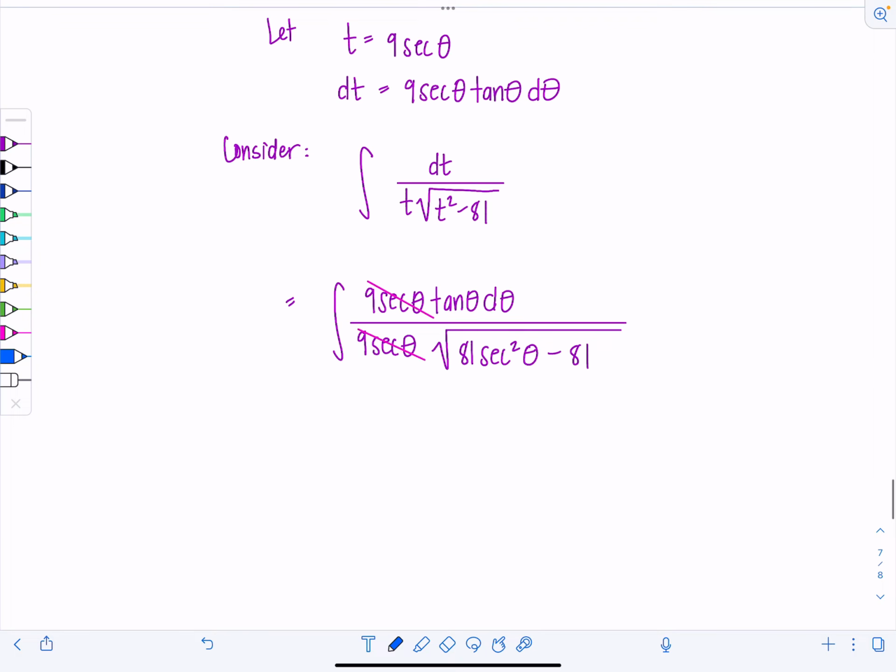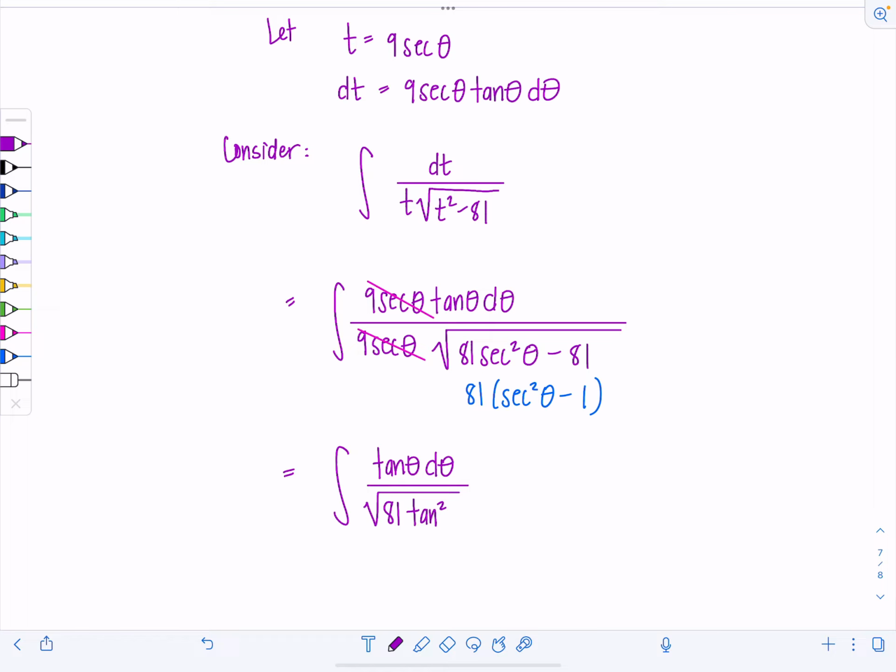And then here I can take out this 81, right? And we have secant squared theta minus 1 underneath the radical. So now we've got integral tan theta d theta over rad 81 times rad of secant squared theta minus 1. What's secant squared theta minus 1, guys? Why, yes, it's tan squared theta. Cool.